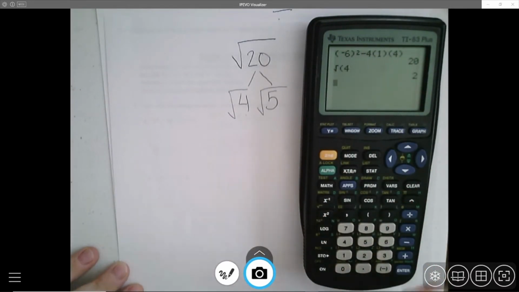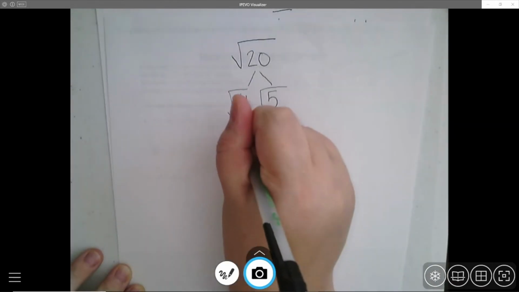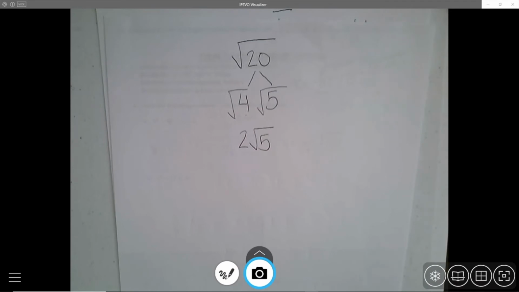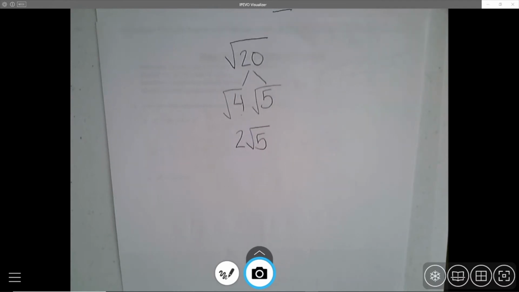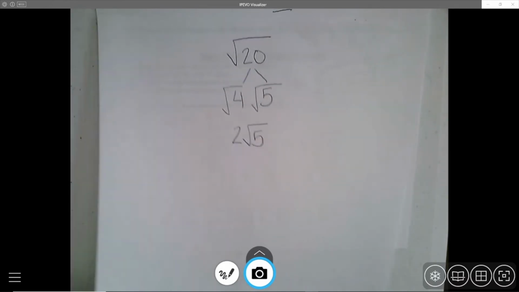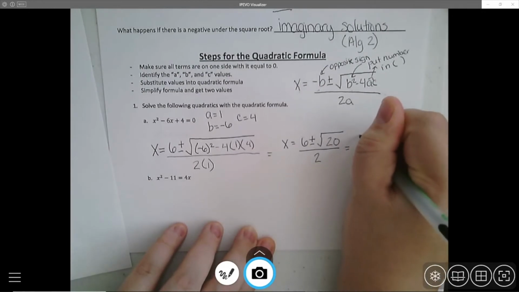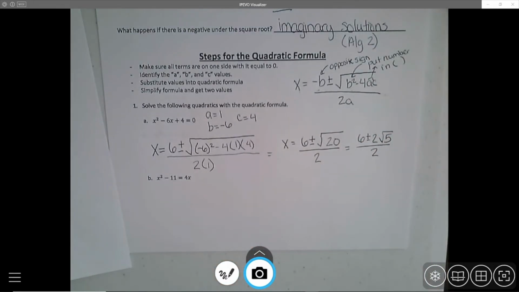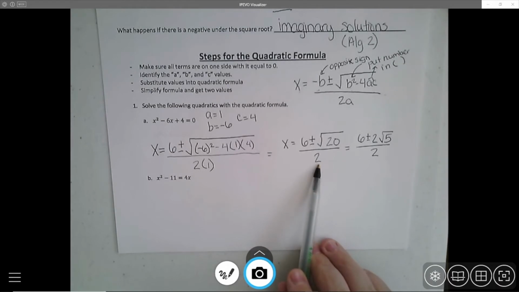Square root of 4 is 2. If you get a decimal answer, you leave it as is. So 5 stays as is. So it's 2 square root of 5. We will spend time here in class talking about that. But if I just go here, 6 plus or minus 2 square root of 5 over 2. Okay, we'll stop there. We're going to talk about this further in class, how to break these down. But our whole thing today is, can we at least get down to this step? We'll talk about the rest in class.